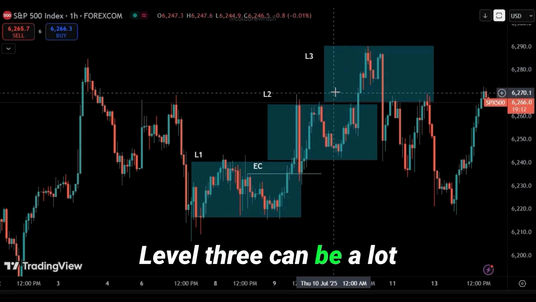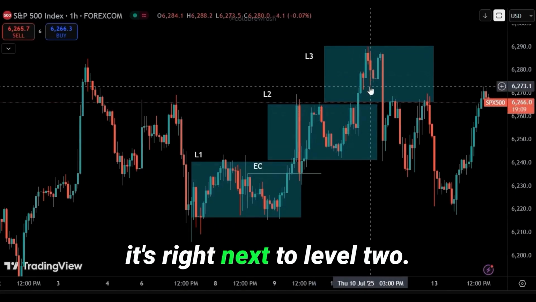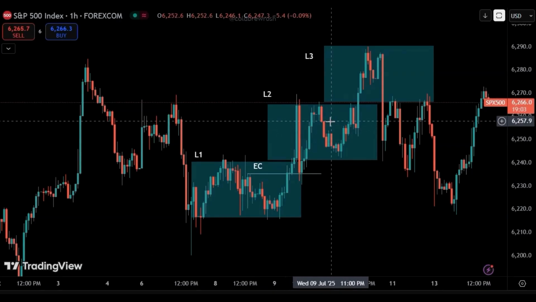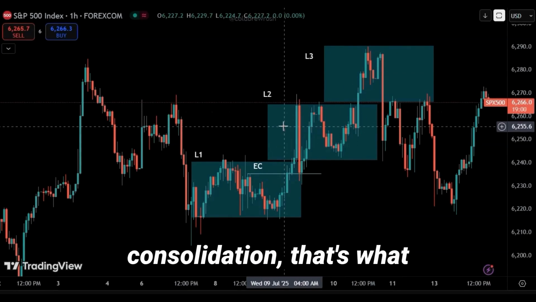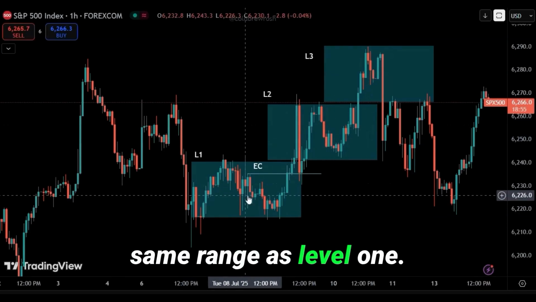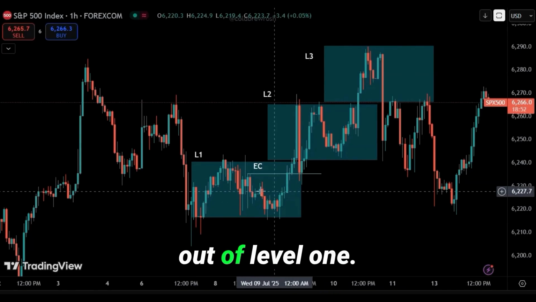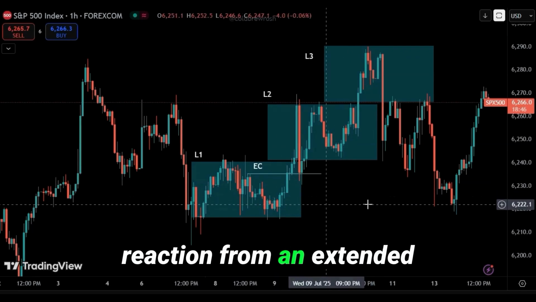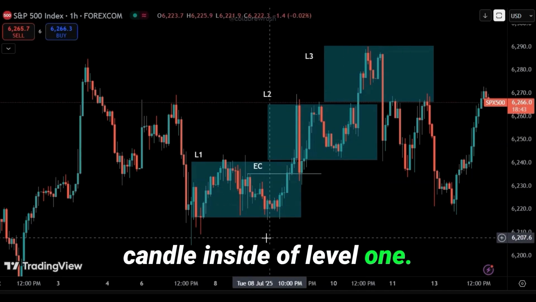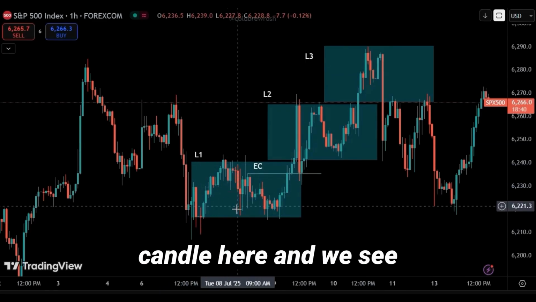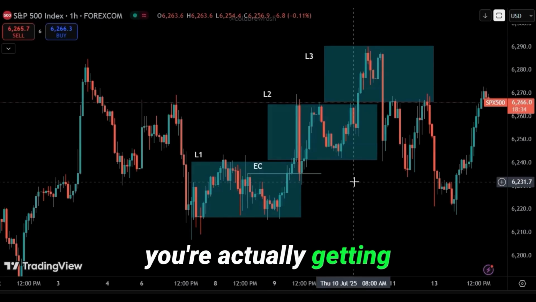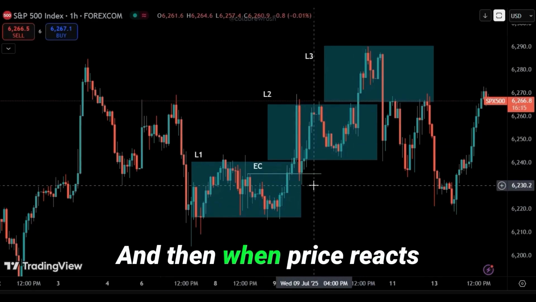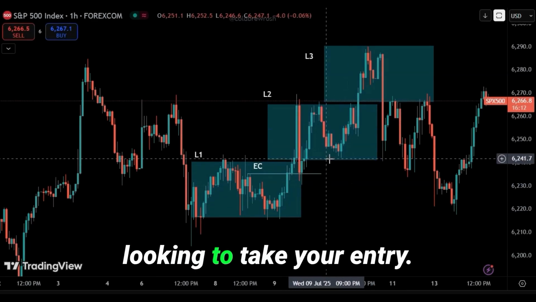Level 3 can be a lot farther away, but this time it's right next to level 2. And sometimes level 2 can be farther away as well. But when you see consolidation, what you're looking for is the same range as level 1. After we come out of level 1 and then go back into it, you're looking for a reaction from an extended candle inside of level 1. We see an extended candle here, and here, and you're actually getting a smaller market maker model inside of level 1. When price reacts from that, that's when you're looking to take your entry.